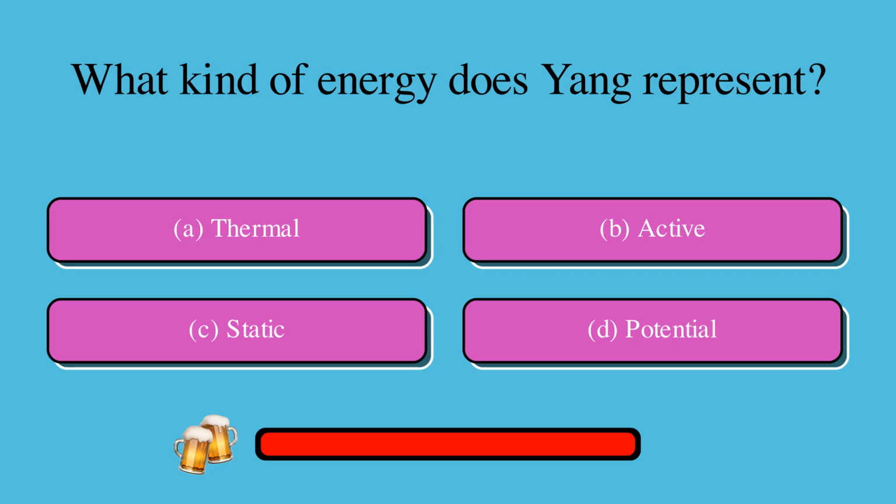What kind of energy does Yang represent? Is it A, thermal, B, active, C, static, or D, potential? The correct answer is B, active.